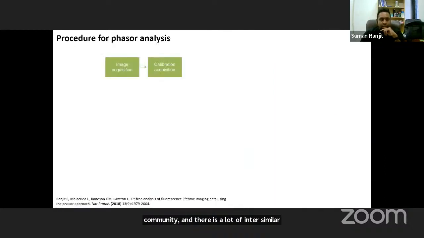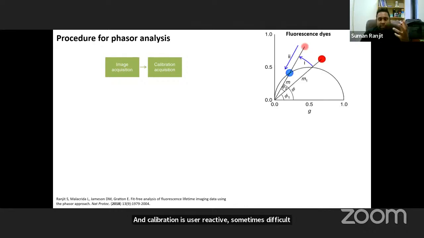How do we do the phasor analysis? Well, obviously first thing is image acquisition, and then we do a calibration. And calibration is usually a sometimes difficult process in microscopy with FLIM. And the way phasor is easy because we can use a fluorescence dye. So let's say we measure a fluorescence dye that comes along here, but we know the lifetime of that fluorescence dye is supposed to be here.